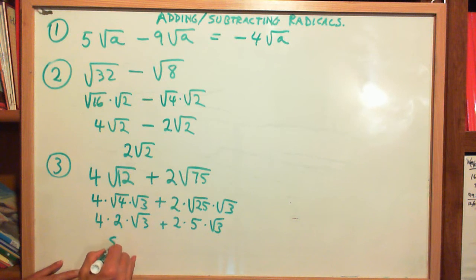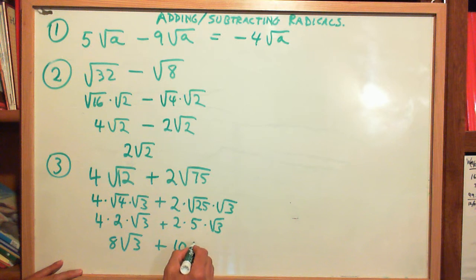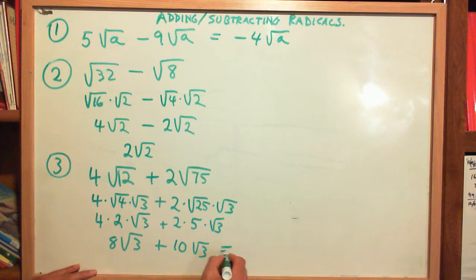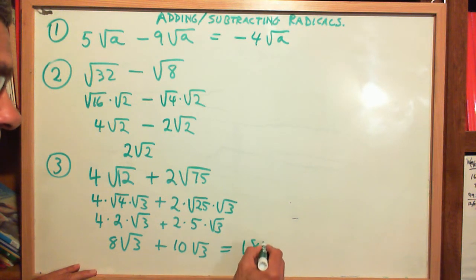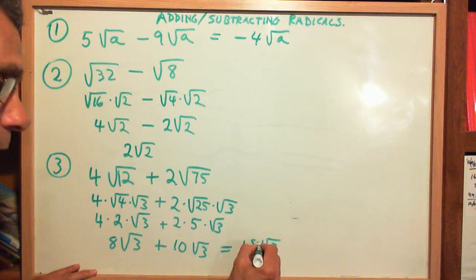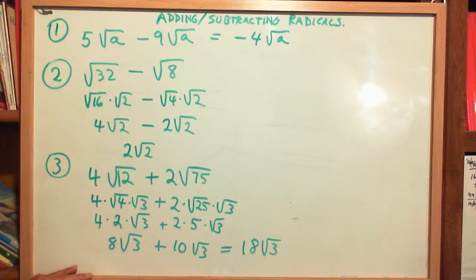4 times 2 is 8. 8 square root of 3 plus 2 times 5 is 10. 10 square root of 3's. Oh, look, I have 8 square root of 3's, and I'm going to add 10 more square root of 3's to those 8. So I have 18 square root of 3's. So that's 18 square root of 3's, and that's my answer. Okay?